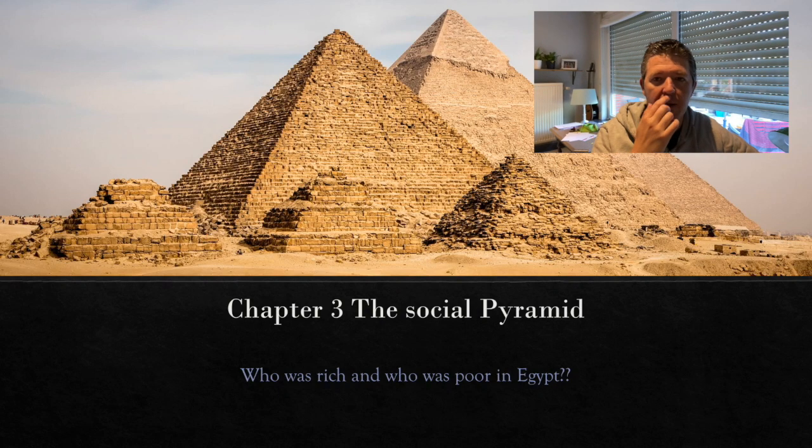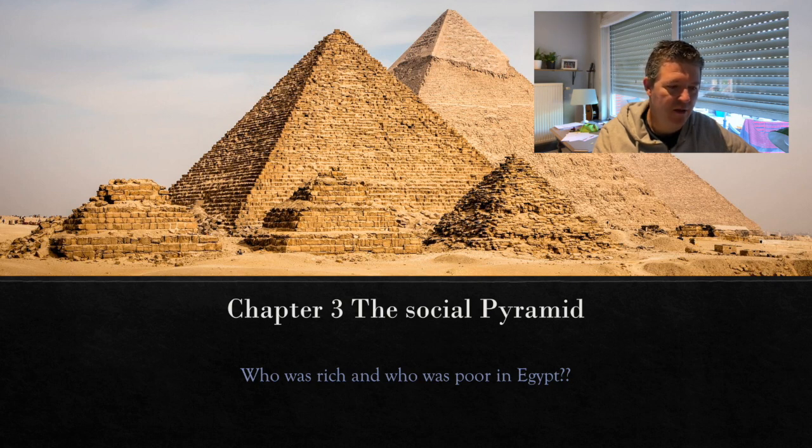Okay, good morning everyone. Today we'll be talking about the social pyramid, which is not the same as the building. Yeah? So this is the building, as you can see, the gebouw. But the social pyramid is about something else. It's about who was rich and who was poor in ancient Egypt. Yeah? Wie was rijk and wie was arm, right?